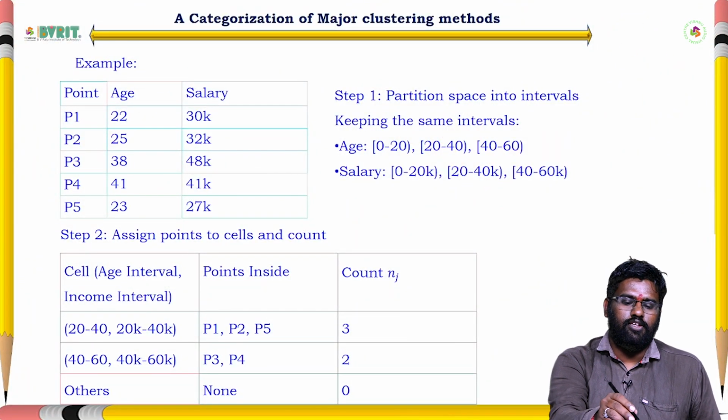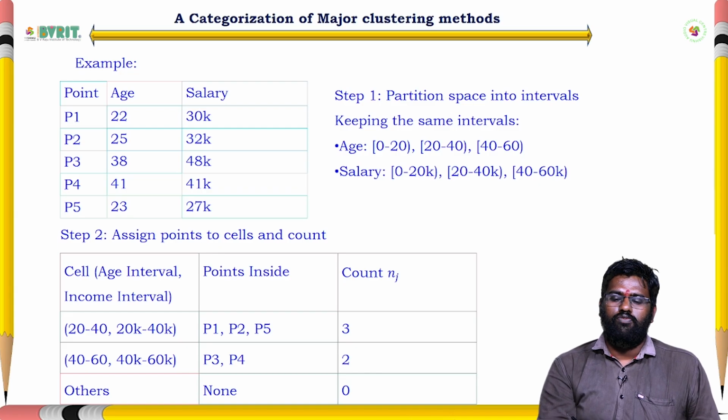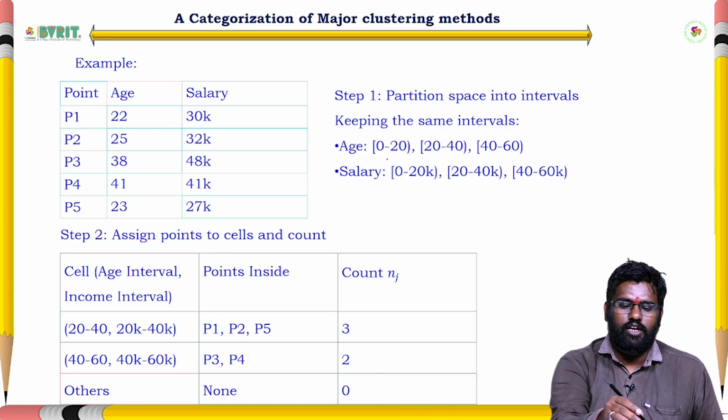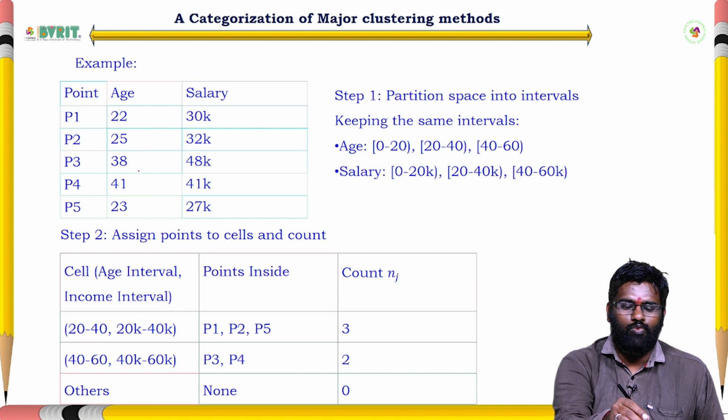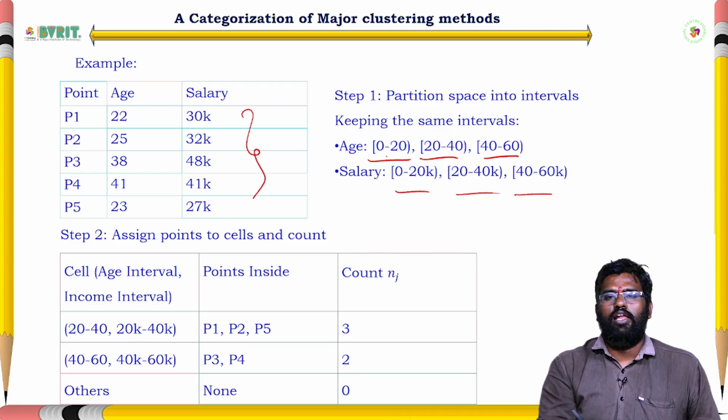So see here, this is the example for P1, P2 and so on, n number of points. First step, we need to divide that into some ranges. So that's why I have taken age values 22, 25, 23, 41 and 38. I took the example ranges 0 to 20, 20 to 40 and 40 to 60. Salary is the same thing, so I have taken 0 to 20, 20 to 40 and 40 to 60 based on these salaries.